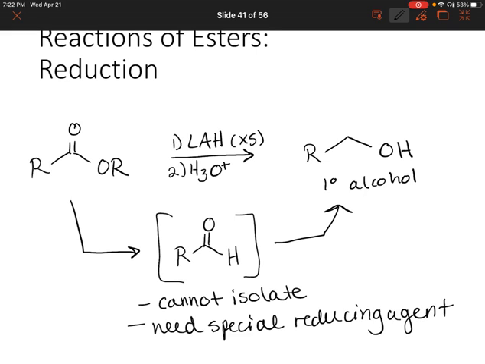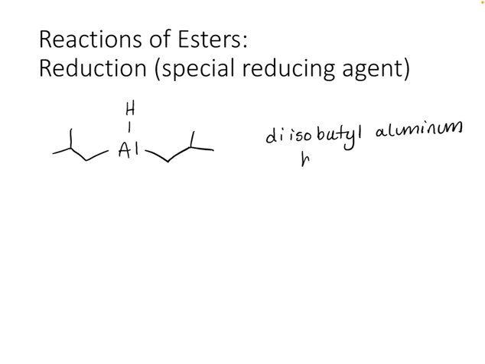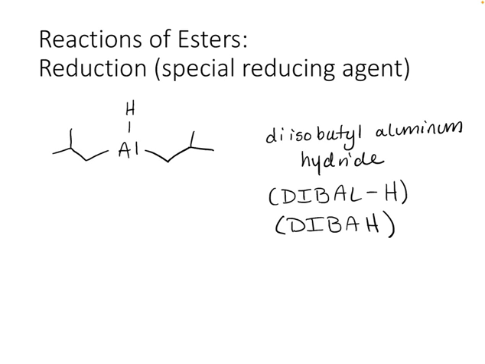So with esters, we're going to use the following. We have aluminum and hydride, but bonded to that are two isobutyl groups. So this is called diisobutyl aluminum hydride. So this is abbreviated as DIBAL-H. Or sometimes you might just see this abbreviated as DIBAH. Kind of depends on the source, but you're essentially just using the letters in your molecule here. So DIBALH. But not everyone uses the L.